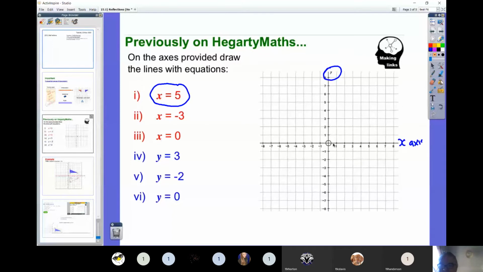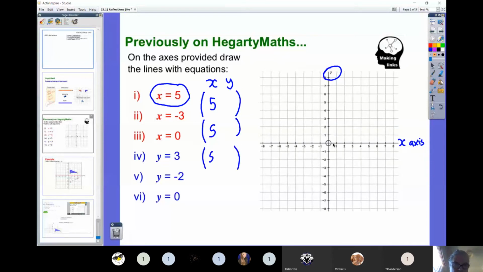It is ever so tempting to assume that x equals 5 would be the line going across here on 5, but it isn't. What I want you to do is think about any coordinates where the x coordinate would be 5. So let's just think about some coordinates. We've got the x coordinate and the y coordinate, and I'm looking for coordinates where x equals 5. So I've got a 5 here, a 5 here, a 5 here.